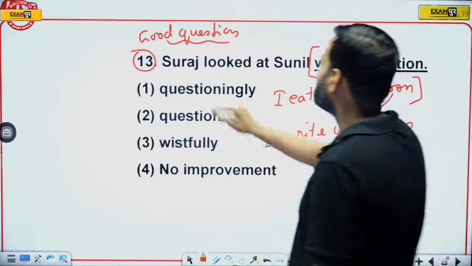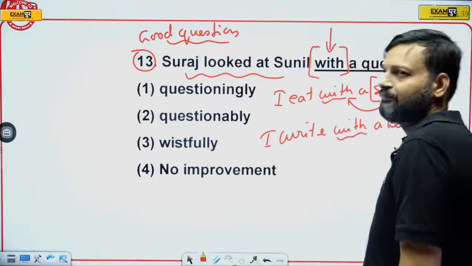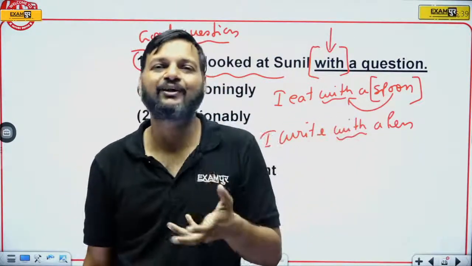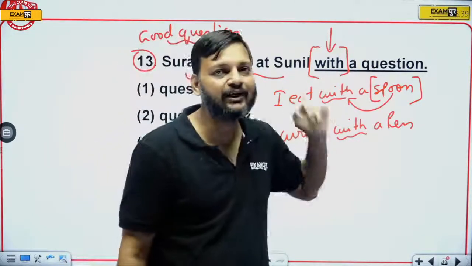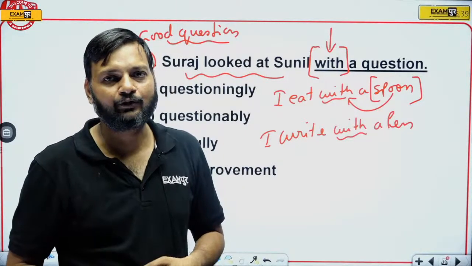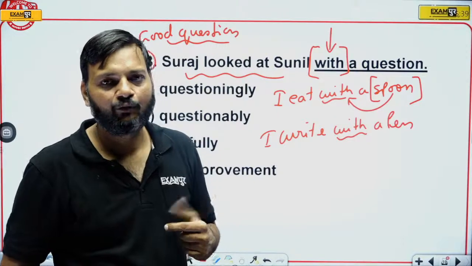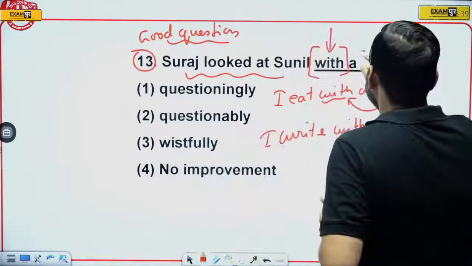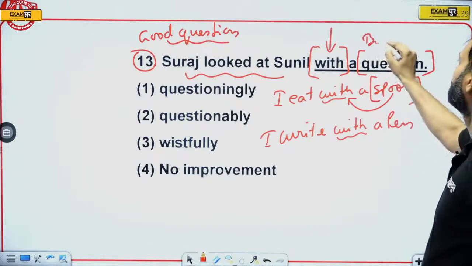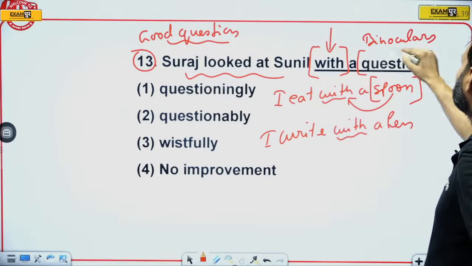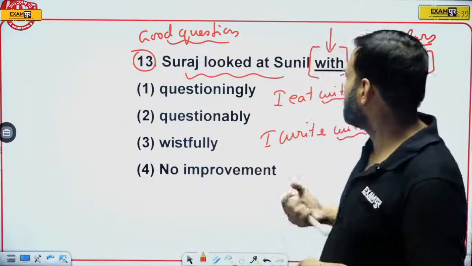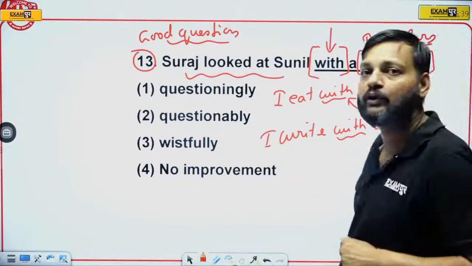So if I say Suraj looked at Sunil with a question, like if this sentence has to be believed, with is an instrument, question is an instrument, and I am using a question to look at Sunil. Now try to understand this sentence with one example. Replace question with binocular. You all know what binoculars are. Okay, binoculars, durbeen. Okay, so Suraj looked at Sunil with a binoculars.